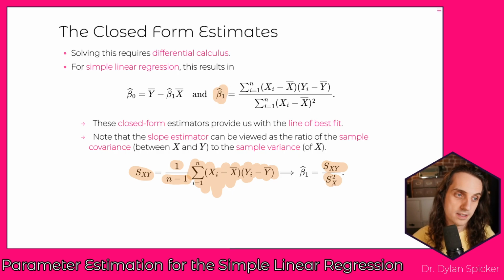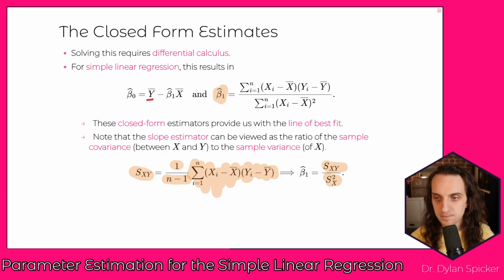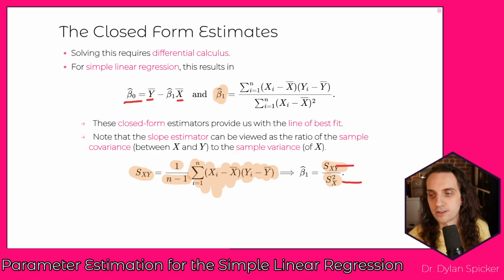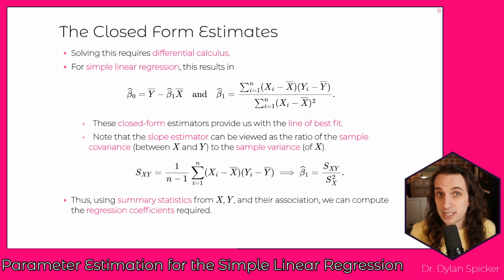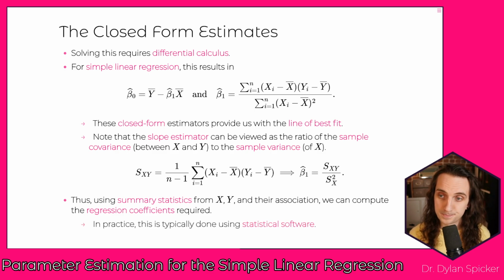And so this allows us to then say, if we have y bar and x bar, and then we have the sample covariance of x and y, and the sample variance of x, then that's going to allow us to find both beta 0 and beta 1, our estimates for them. Okay, so we can take summary statistics from x and y, as well as from their association, and compute our regression coefficients that we require.